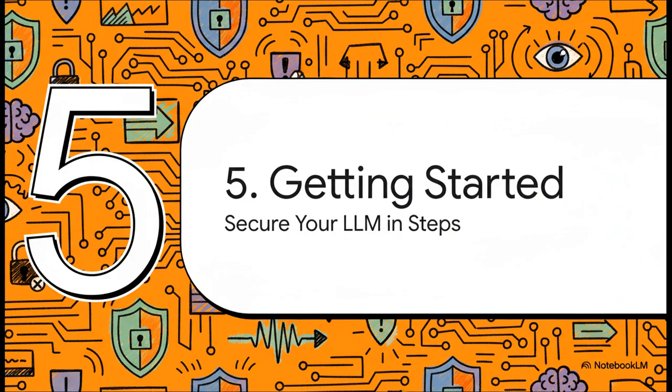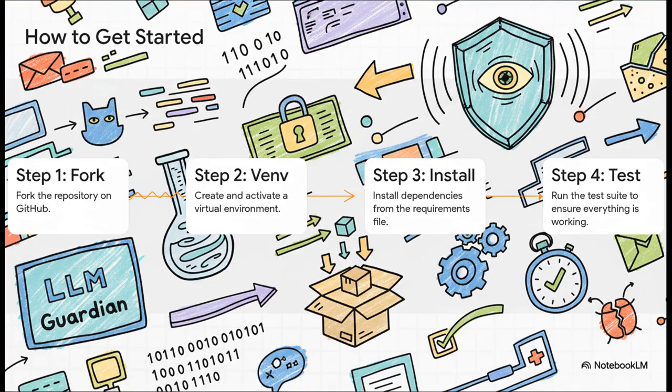This all sounds great in theory, but you're probably wondering, how hard is it to get this thing up and running? Well, the answer is surprisingly easy. Let me just walk you through the simple steps to get started. Seriously, it's as straightforward as it sounds. You fork the project on GitHub, set up a virtual environment, install the dependencies, and run the tests. In just a few minutes, you can have this powerful security layer ready to go. It's a super easy first step to securing your AI.